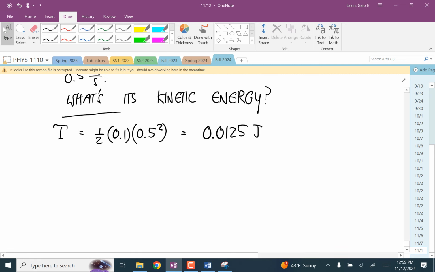Okay, the next definition we need is work. Okay, so this is important. Kinetic energy, so remember that kinetic energy is an amount of energy that an object has.